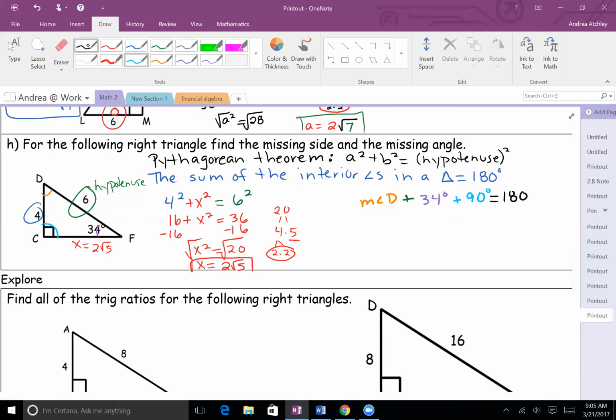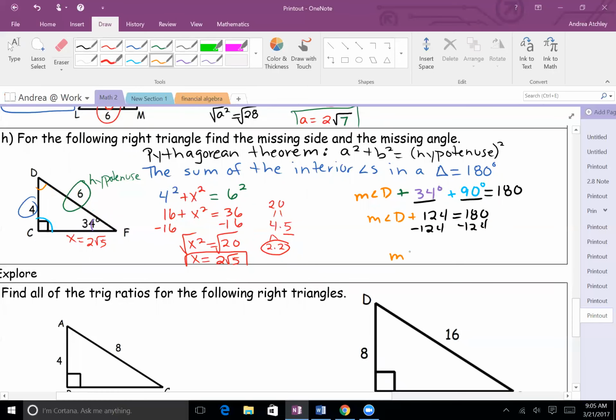Yep. 56. Okay, let's do all the math. I'm glad that you did it already. So the measure of angle D plus 124 equals 180. I'm going to subtract 124 from both sides, and I'm going to get the measure of angle D equals 56 degrees, which is what Kyle said. Now I have all the sides and all the angles. I'm just going to write it in on my triangle so we have it all together.